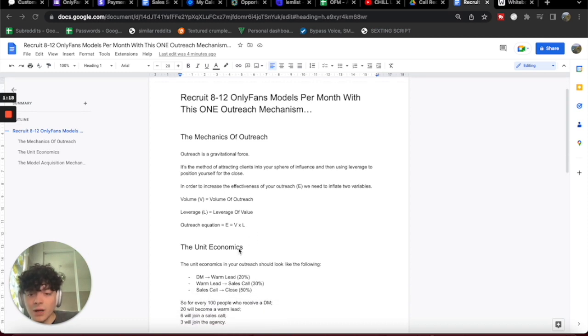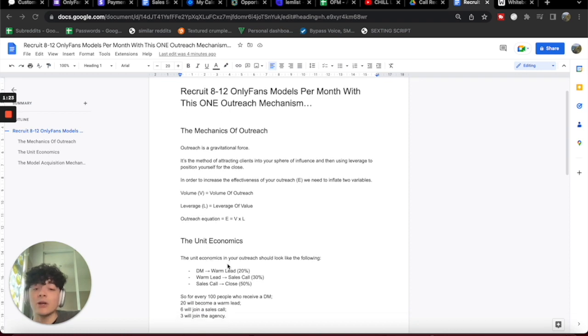Okay, so let's cover the unit economics. The unit economics in your outreach should look like the following. You send DMs to these models, and what we're looking for is DM to warm lead. We should be looking at a 20% conversion rate from DMs to warm leads. From warm leads to sales calls, it should be around 30%. And from sales calls to the close, it should be around 50%. Of course, these numbers represent the effectiveness of the outreach, which can be adjusted by adjusting these two variables and inflating them.